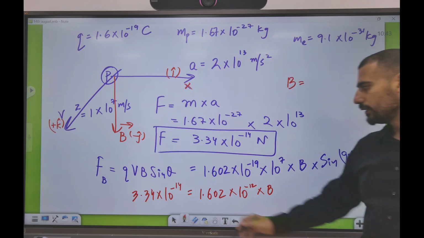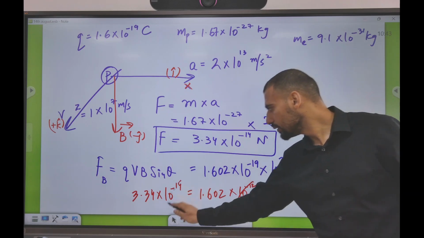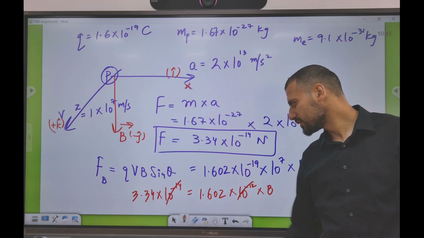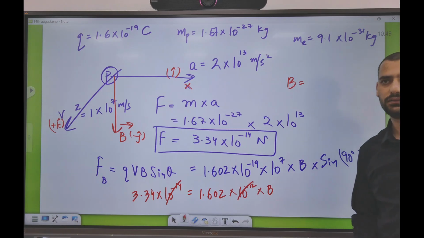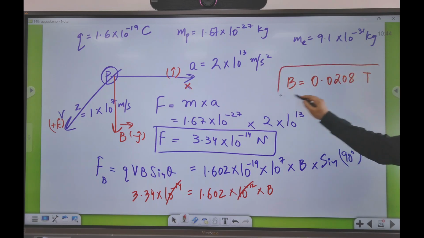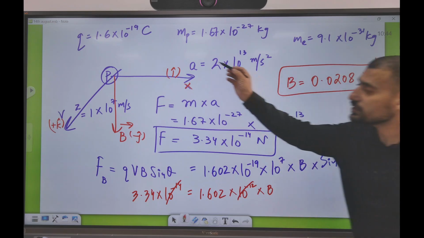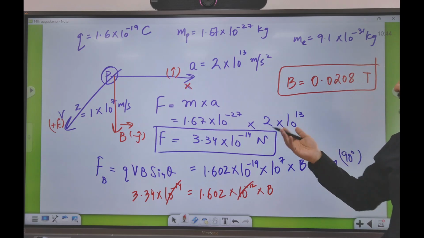Divide this 3.34 by 1.602 times 10 to the power, so this will actually be minus 2. It will be somewhere around 2, so it is 0.02, something like that. 0.0208 Tesla. This is the magnetic field, and this magnetic field is downwards. Is that clear? So this is how you have to understand.